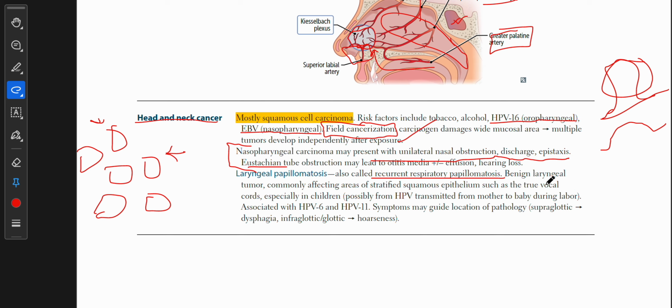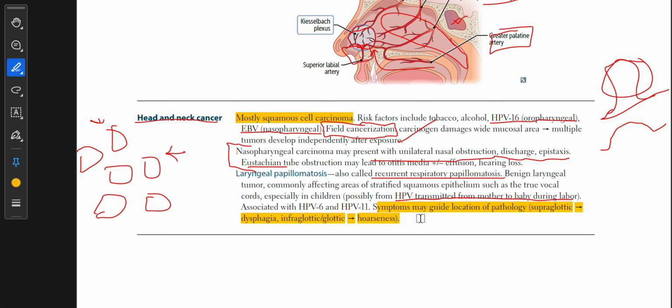And then it is a benign laryngeal tumor, very benign, commonly affecting areas of stratified squamous epithelium, such as the true vocal cords, especially in children, possibly from human papilloma virus transmitted from mother to baby during labor. It is associated with HPV-6 and HPV-11. Symptoms may guide the location of pathology: supraglottic leads to dysphagia, infraglottic or glottic leads to hoarseness. We have to remember this, right?